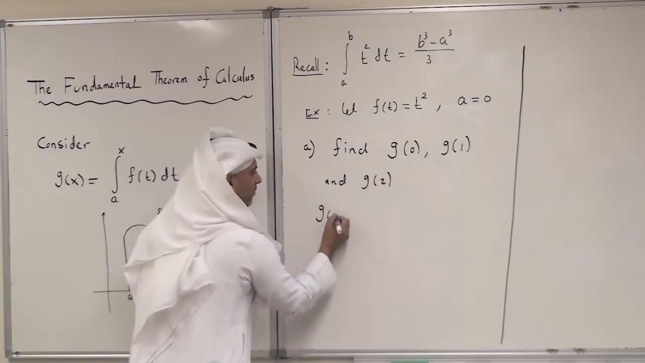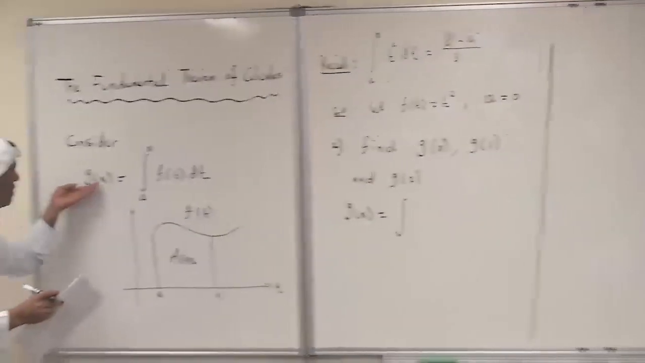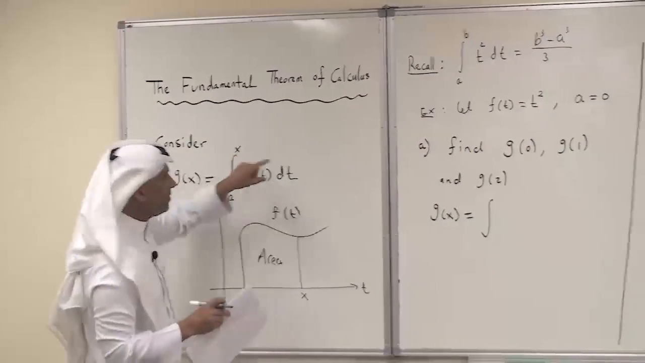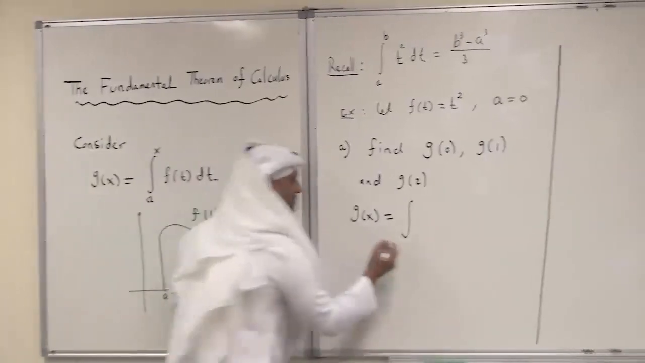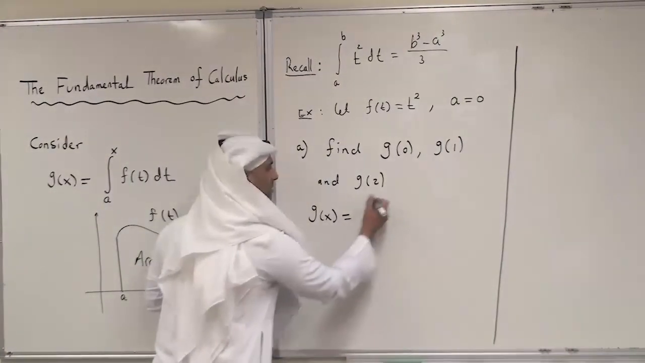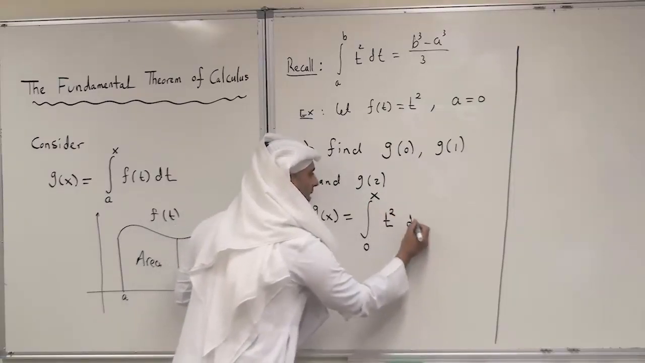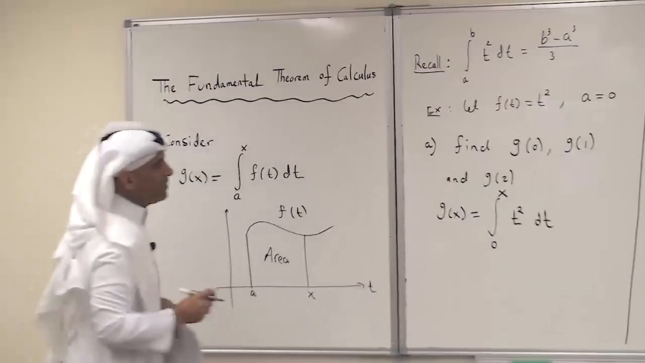g of x, as before, is defined to be the integral from a to x of f of t dt. In this specific case, I am choosing f of t to be t squared and a to be 0. So I am considering the integral from 0 to x of t squared dt. I am trying to make myself familiar with evaluating these types of functions.